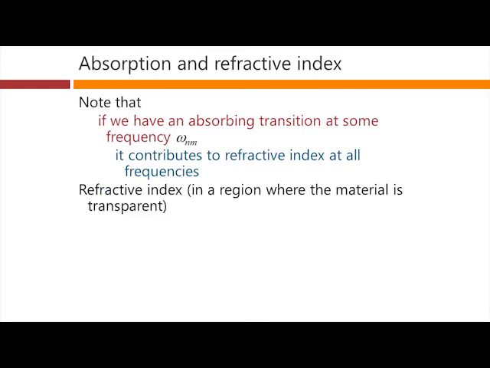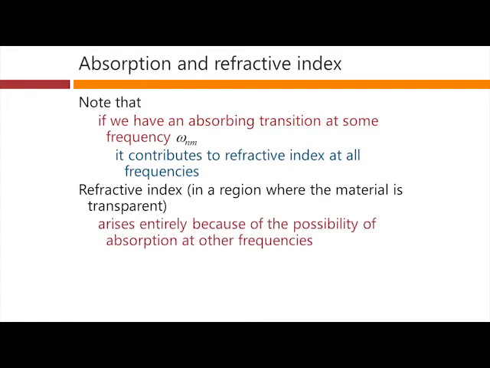Refractive index, in a region where the material is transparent, arises entirely because of the possibility of absorption at other frequencies. That might sound a very strange thing. We're not actually doing absorption at those other frequencies, at least not in any steady sense. There's no net transition rate here. This perturbation is running continuously and the state of the material is not really changing. But nonetheless, the refractive index arises because it would be possible to have absorption at other frequencies. A rather strange idea.